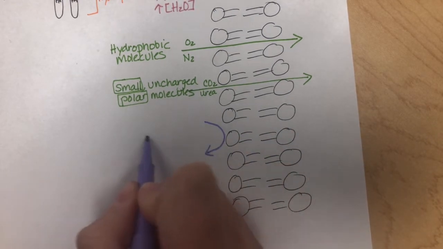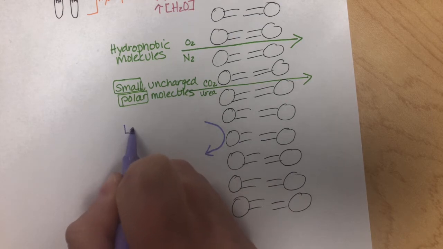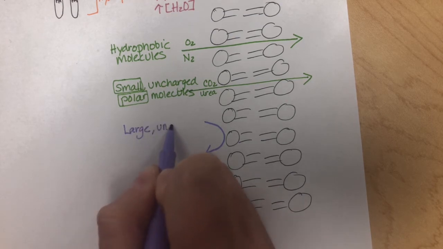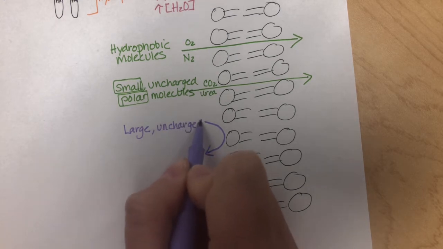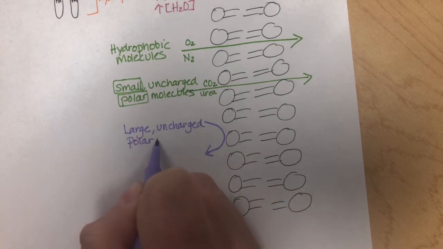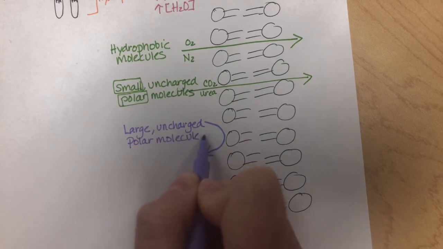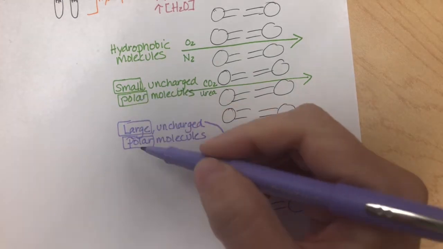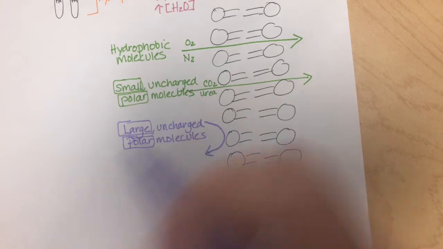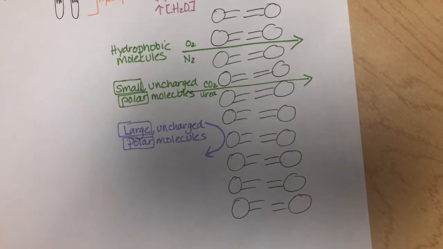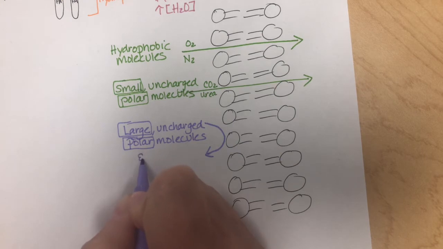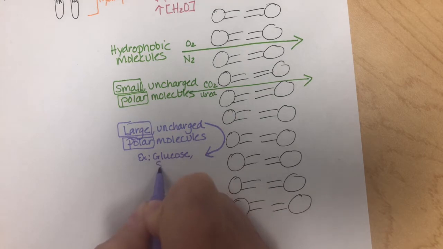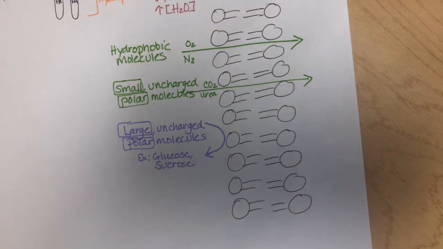So what kinds of things would this be? This is large, uncharged polar molecules. So large, polar. That's the difference between these two. Look at the side, they're both polar, but the large molecules can't get through. So the size makes a difference. Examples of these are glucose, a monosaccharide, and sucrose, a disaccharide. They cannot get through the lipid bilayer.